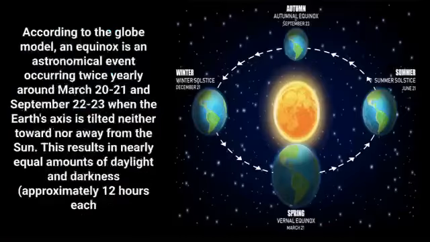And so I wanted to summarize what an equinox is. It's, according to Google, an astronomical event occurring twice yearly around March 20th to 21st and September 22nd to 23rd, when the Earth's axis is tilted neither toward nor away from the sun. This results in nearly equal amounts of daylight and darkness. They always say nearly equal, it's not equal. Approximately 12 hours each. Well, let's go back to what Enoch says.